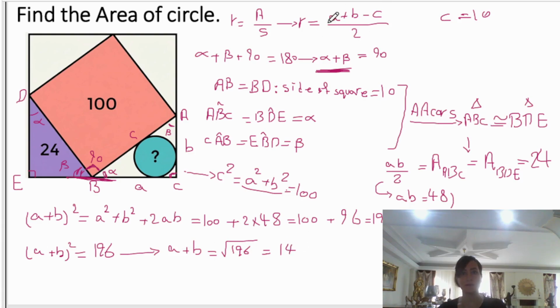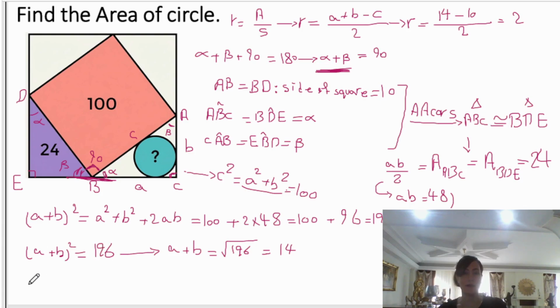So I can substitute here all the values that I have. So I say r equals a plus b, I got 14, minus c was 10, divided by 2. 14 minus 10 gives me 4, divided by 2 gives me 2. So r here is 2.